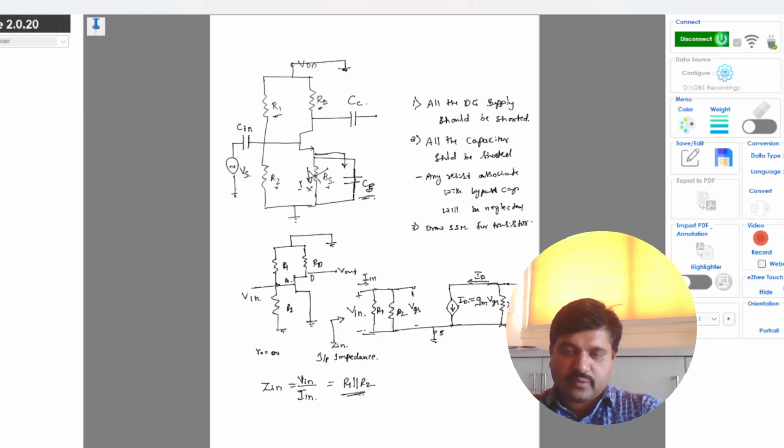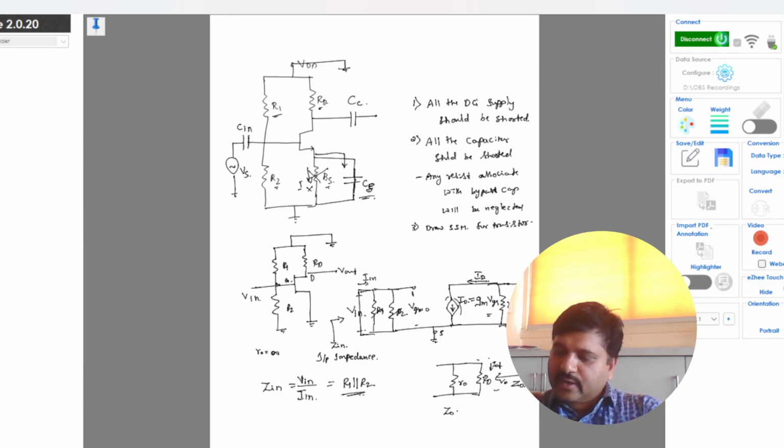and the current sources should be open. So here when we short the input voltage source, R1 and R2 will become shorted. When Vin is 0, VGS will also be 0. When VGS is 0, the dependent current source becomes open circuit. Then you are left with only what? R0 and RD. Okay, so this will be my Z0 corresponding to my V0 and I0.